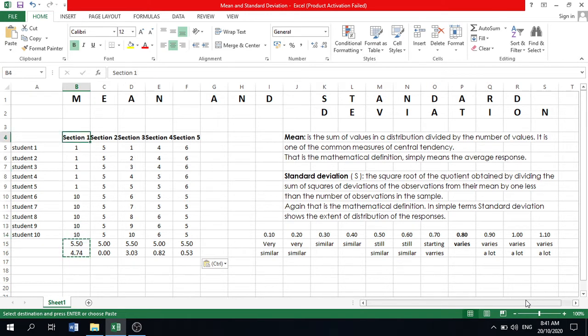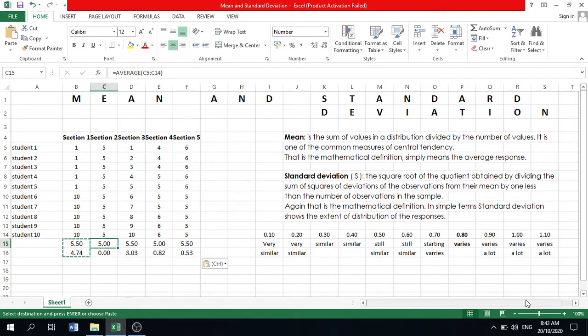Look at the scores. In the first section, we have 10 students, with a highest score of 10. Let's say they got a 10-item quiz. In section number 1, we have 5 students who got the score of 1 and 5 students who got the score of 10. And the average is 5.5.